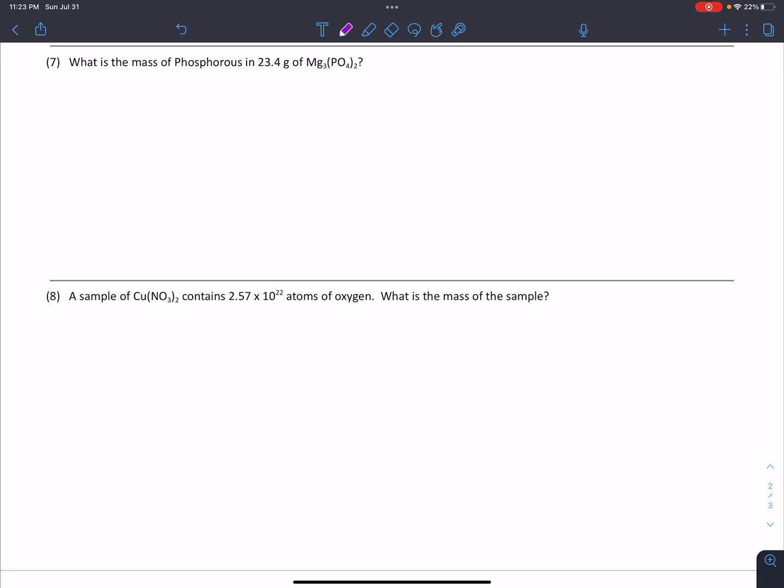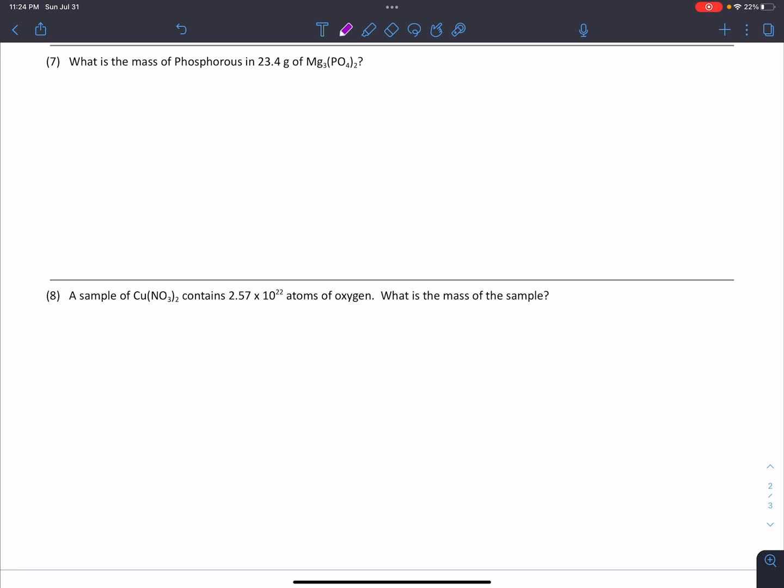What is the mass of phosphorus in 23.4 grams of Mg3PO4, or magnesium phosphate? All right, so one thing we have to think about when we're asked about an element within a compound is what are the subscripts in that formula telling us?